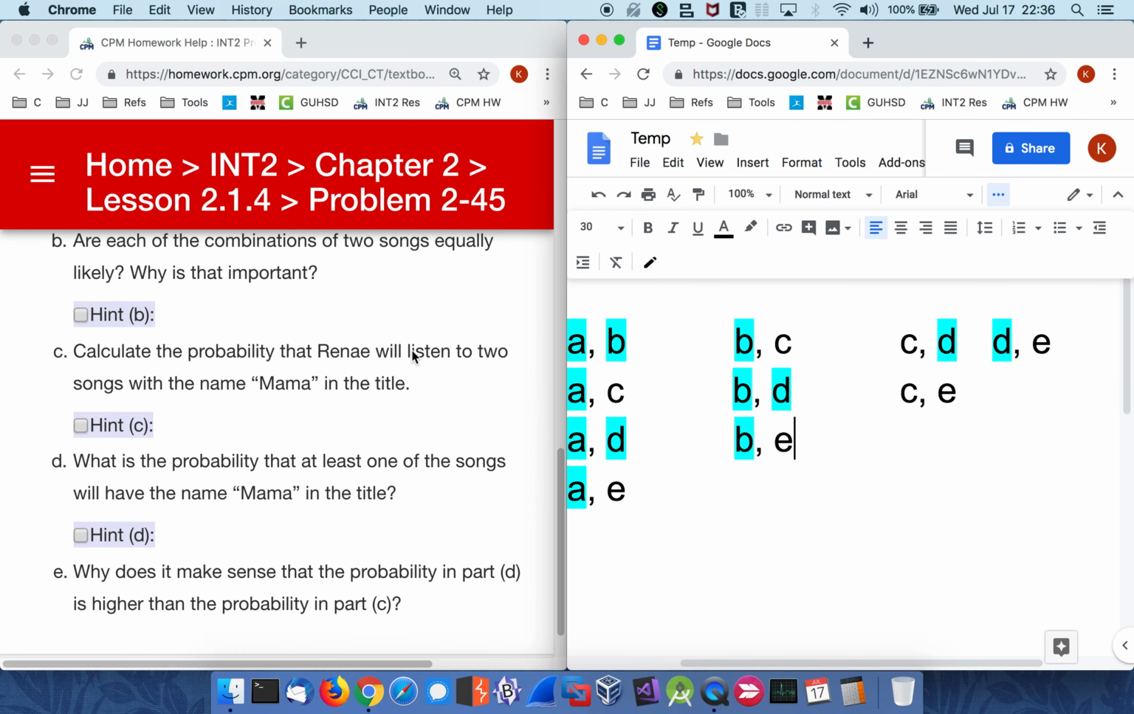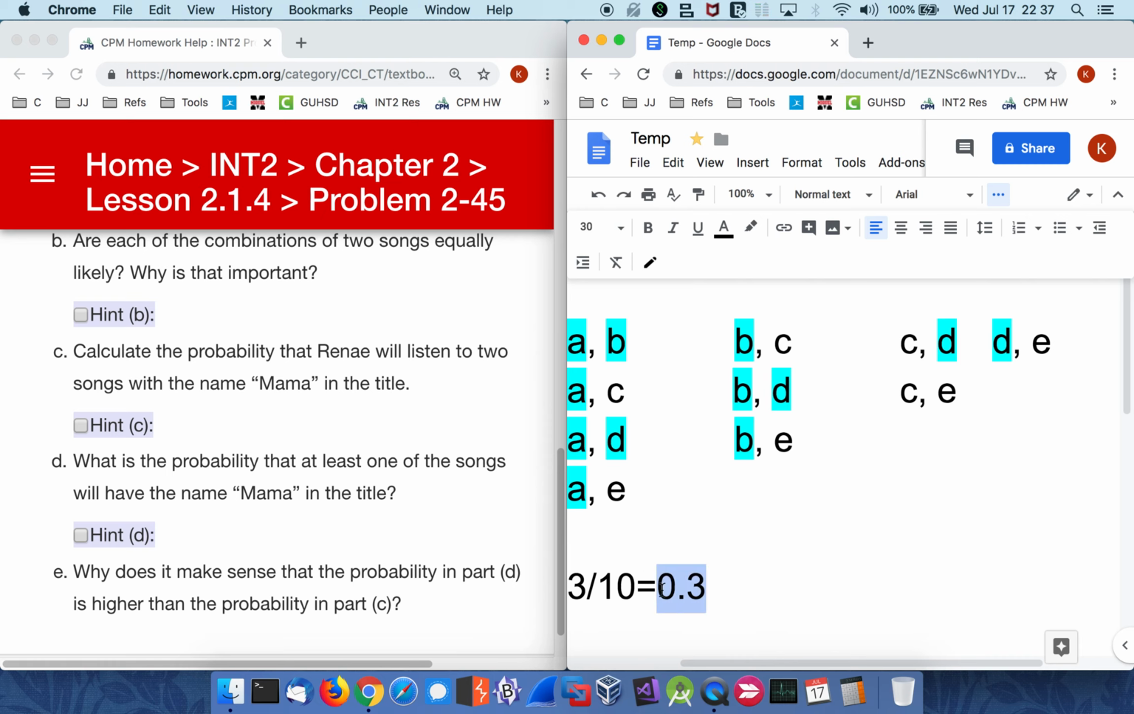Calculate the probability that Renee will listen to 2 songs with the name Mama in the title. Okay, so let's look for the pairs that are both highlighted. Well, that's 1, 2, 3 pairs that are both highlighted. So what is the overall probability? 3 out of 10. 3/10. All right. So what is that in decimal? That's 0.3. So 30%. Is that right?